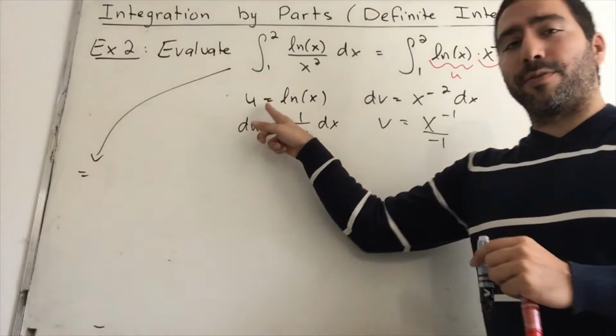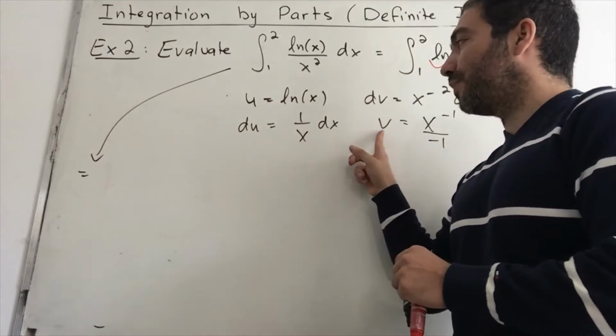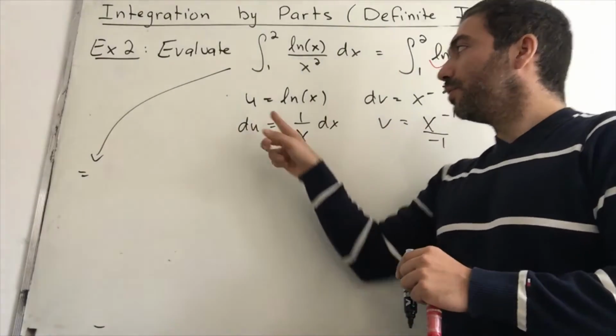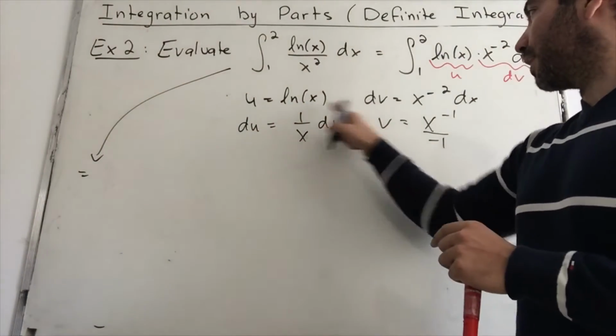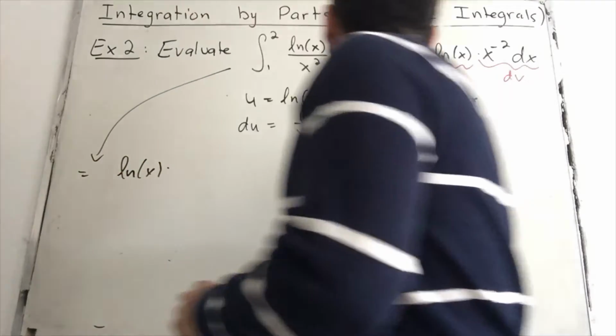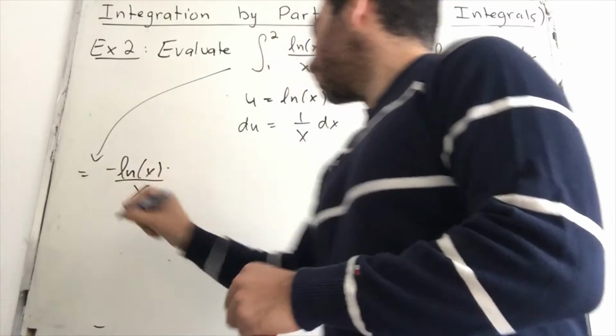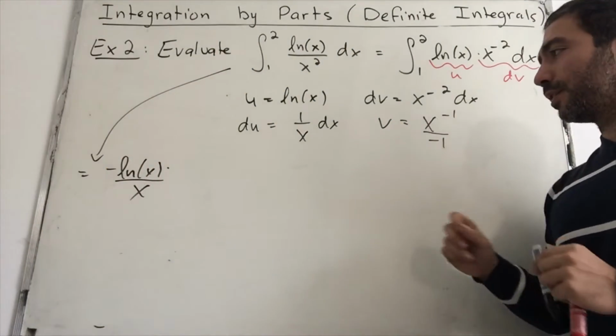Let's go ahead and continue down here. So following our pattern from top left times bottom right, this is how we remember the formula: u times v minus the integral of v du. So this times this, ln of x times x to the negative 1. So it's negative, and we could think of it as over x. If you drop the x, it becomes positive.